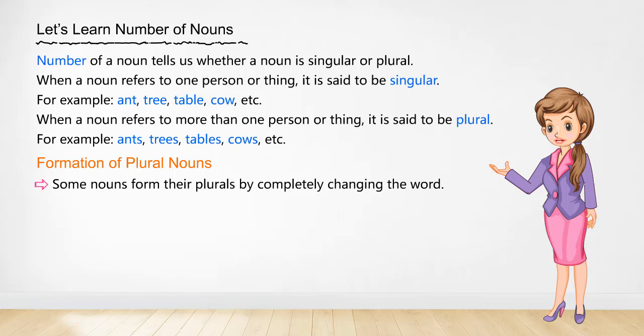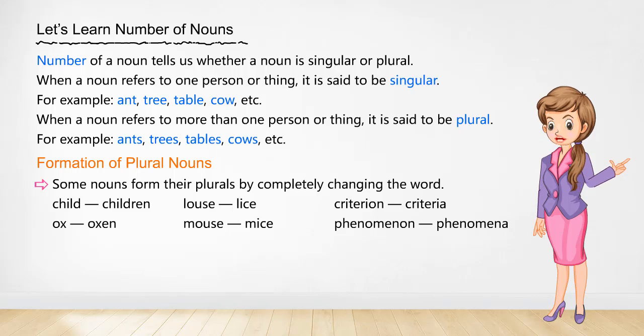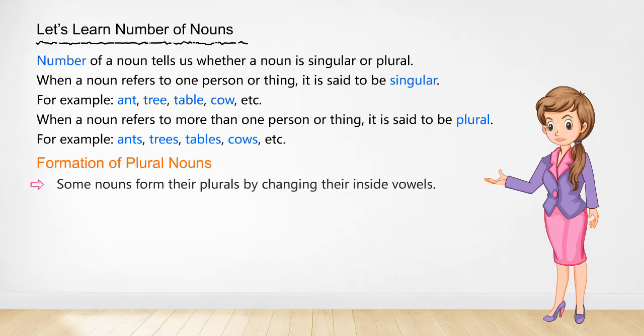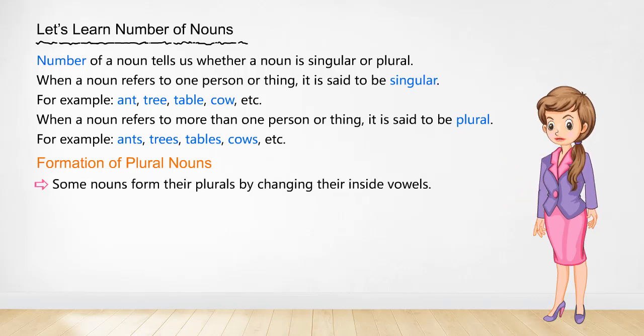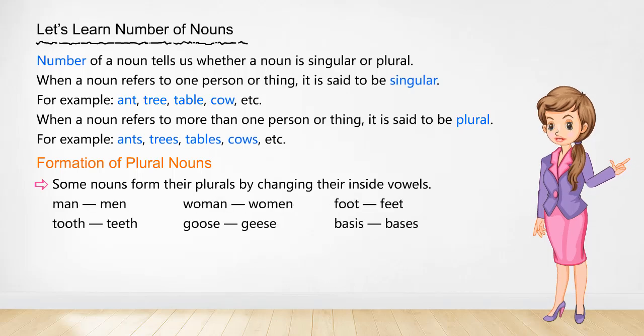Some nouns form their plurals by completely changing the word. Child, children; ox, oxen; louse, lice; mouse, mice; criterion, criteria; phenomenon, phenomena. Some nouns form their plurals by changing their inside vowels. Man, men; tooth, teeth; woman, women; goose, geese; foot, feet; basis, bases.